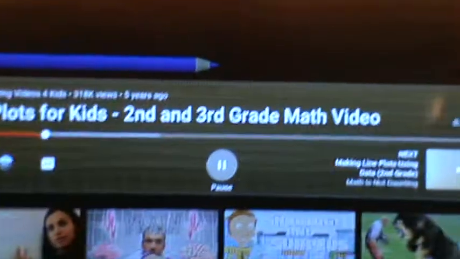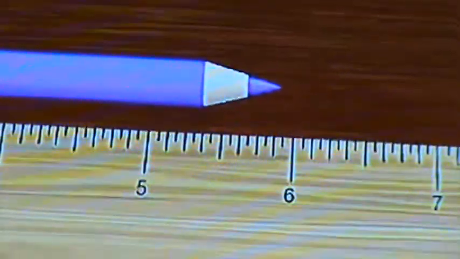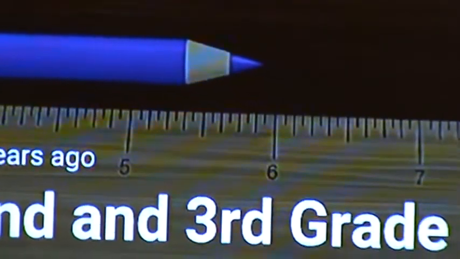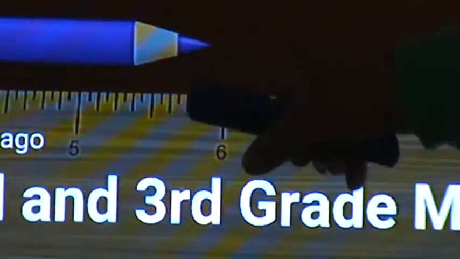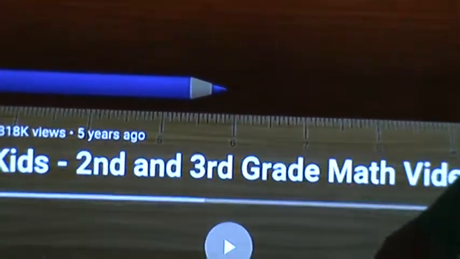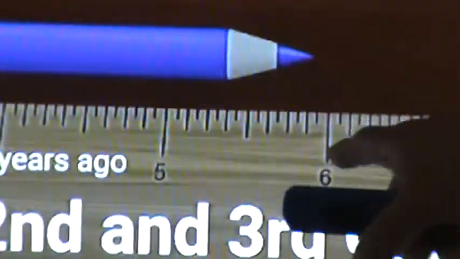To measure the length, we will be measuring to the nearest whole number. Can you tell me the length of the pencil?